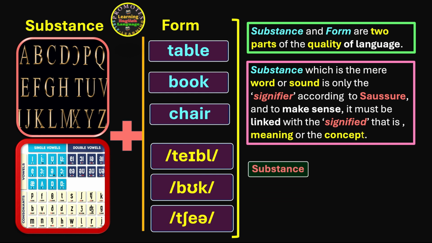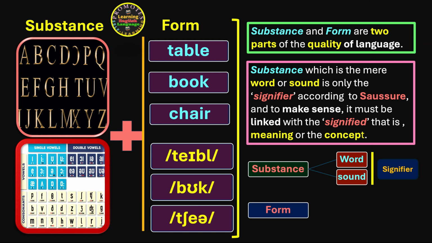Put in this way, substance is divided into two segments. It may refer to word or to sound, which we just talked about. And according to Saussure, this is referred to as the signifier. Likewise, we have form. It also has two parts. The form gives meaning and makes the concept clear. And according to Saussure, this is implied as the signified.